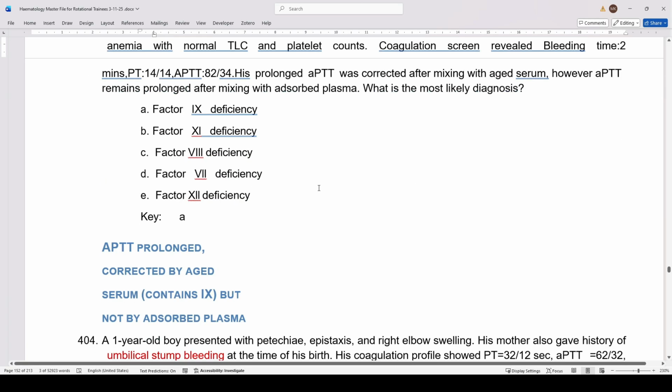Okay, now just revise it. When APTT is prolonged and it is corrected by aged serum, but not corrected by adsorbed plasma, it is factor 9 deficiency. And when we do the reverse, APTT is prolonged and it is corrected by adsorbed plasma, so it could be factor 8 deficiency. Just revise the previous video.